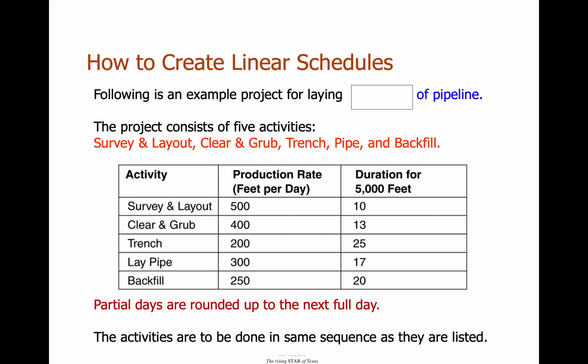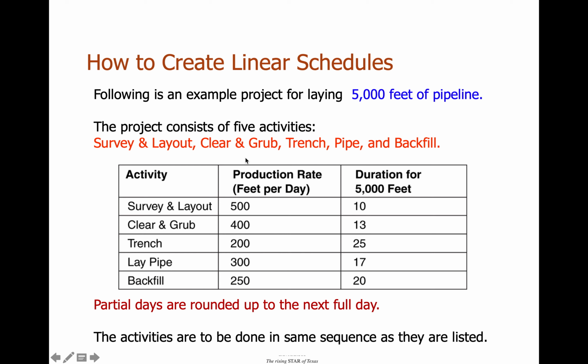So here's the first example we're going to look at. It's an example for 5,000 feet of pipeline. Think of a gas pipeline, a water pipeline, anything like that that just covers a 5,000 foot distance. I've already done step 1 in this example. I've told you the activities. The first activity is survey and layout. That's one activity together. Clear and grub, that's the second activity. Then trench, pipe, and backfill. So just these activities, and that's it. They're already in chronological order for this example, so step 1 is done. Then we need to figure out the production rate of each activity.